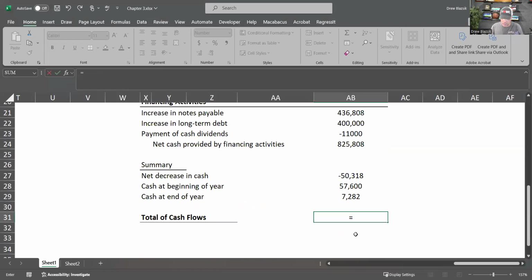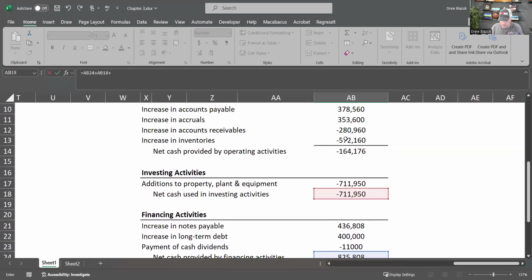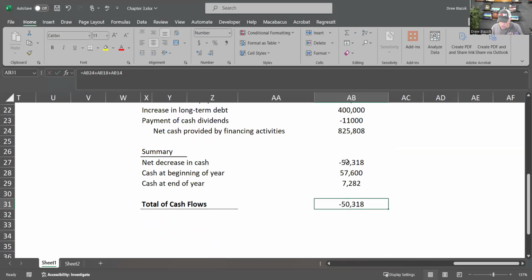I found that on the balance sheet. So we're going to go 825,000 plus negative 711,000 plus negative 164,000, which should be the same value. Negative 50,318 through the statement of cash flows, or you go to the balance sheet, negative 50,318. So the same value, as you can see.